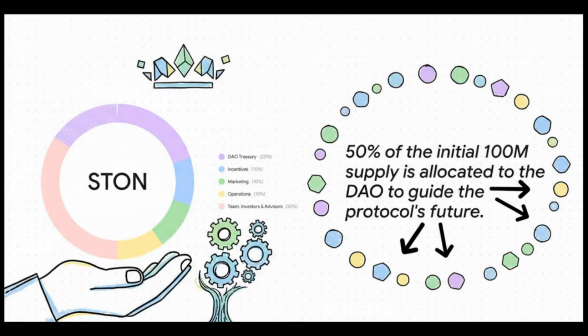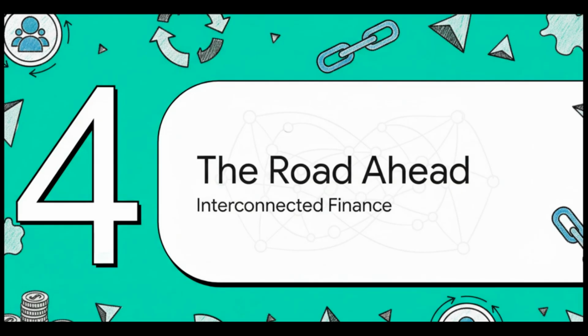And this isn't just talk. You can see this commitment to community control right in the tokenomics. A full 50% of the initial supply, that's the treasury, incentives, marketing, and operations, is all designated to be governed by the DAO. That puts the community firmly in the driver's seat. So we've hit the major milestones: the core exchange, the unified liquidity, real-world assets, and now decentralized governance.